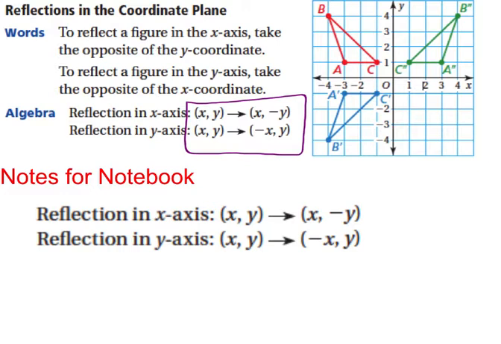Did we start the I can statement there, did we? Yeah, we did. So underneath the I can statement, I can describe and perform reflections. If you reflect in the x-axis, so you do need to write this in your notes, (x, y) becomes (x, opposite y). Reflect in the y-axis, (x, y) becomes (opposite x, y). Pause the video until you finish copying.